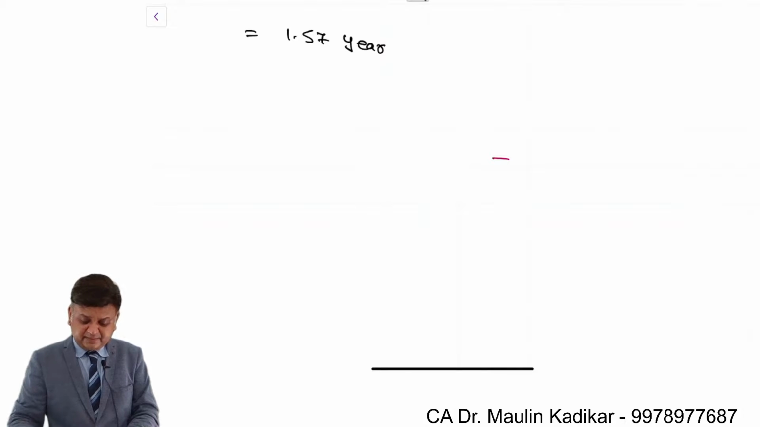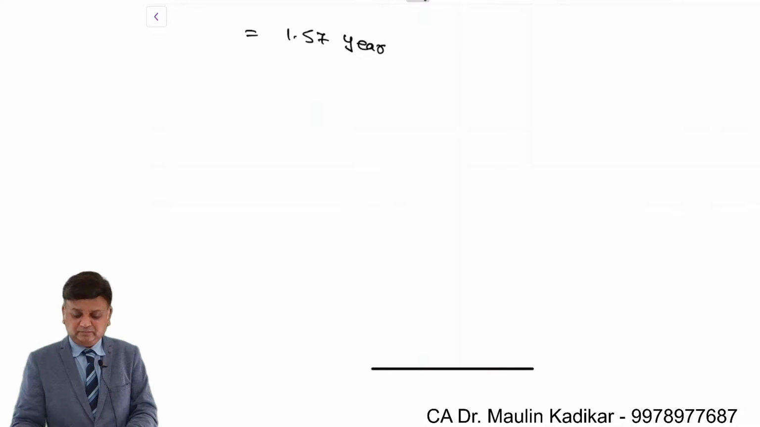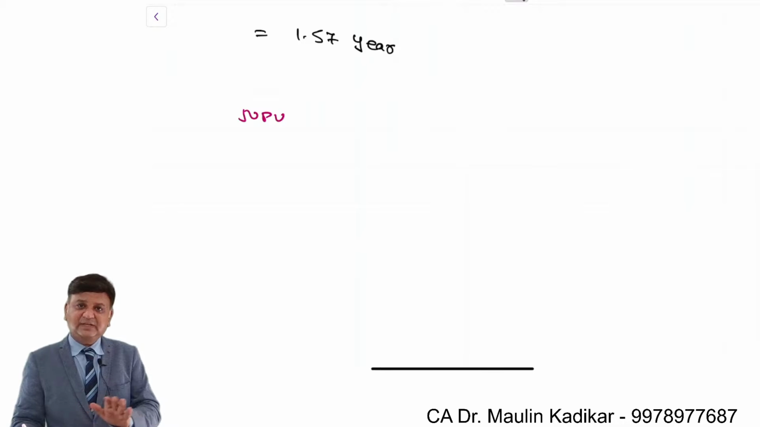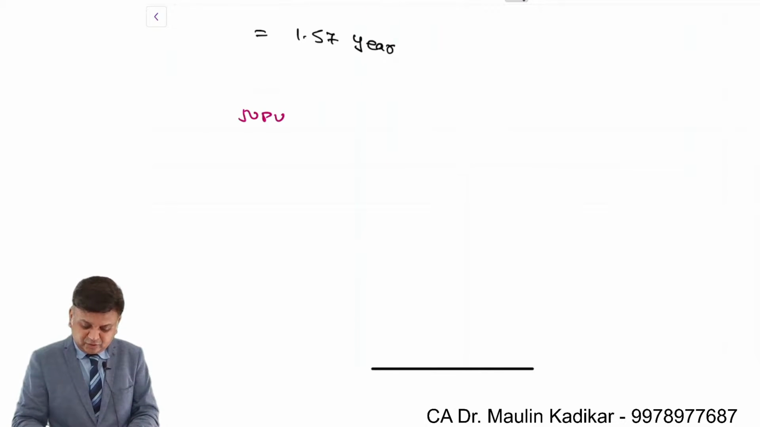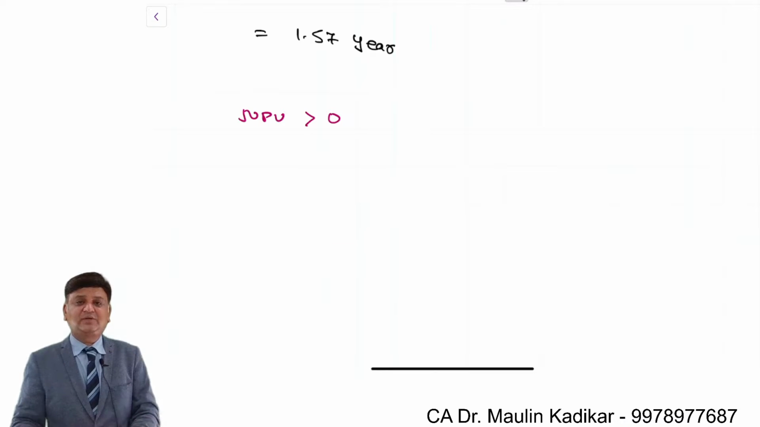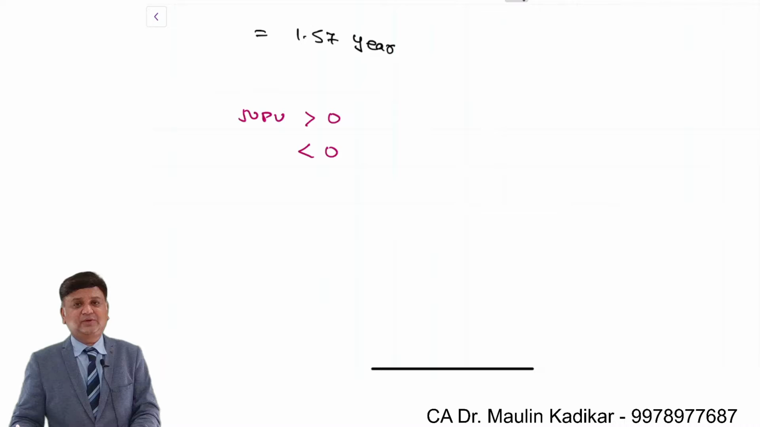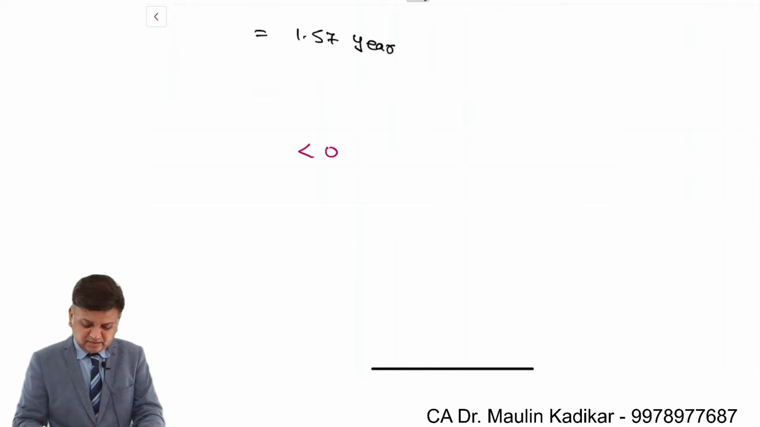Now the payback period is calculated as 1.57 year. Based on the payback period, how can we take a decision? Let us understand it. In case of the NPV criteria, we have a simple decision making: you check whether NPV is positive. If yes, you should accept the project. If it is negative, then you should reject the project. That is a simple decision making rule that we have.